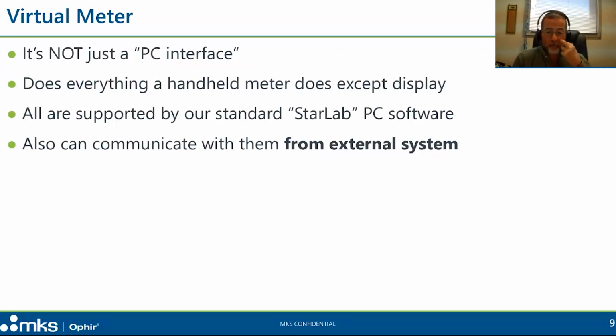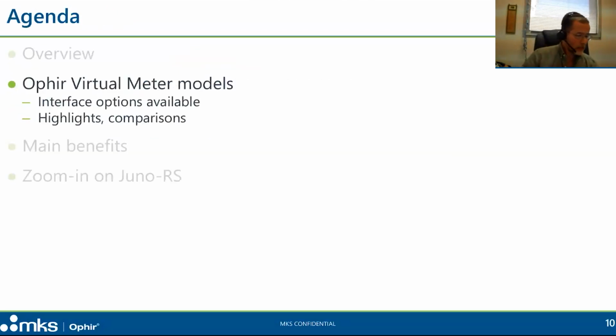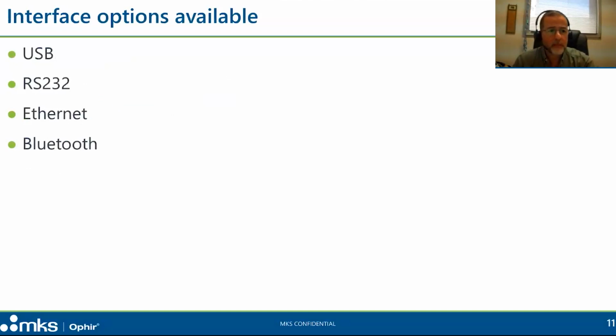In addition to being able to work with the StarLab standard PC software application, they can also communicate with an external system. We're going to mention that briefly in a moment without getting too bogged down in the details. So let's look at the different options that are available, the different types and the different interfaces on which they're based. We have virtual meters that speak USB, RS-232, Ethernet, and Bluetooth. Those are the interface options that we have on the table at the moment.